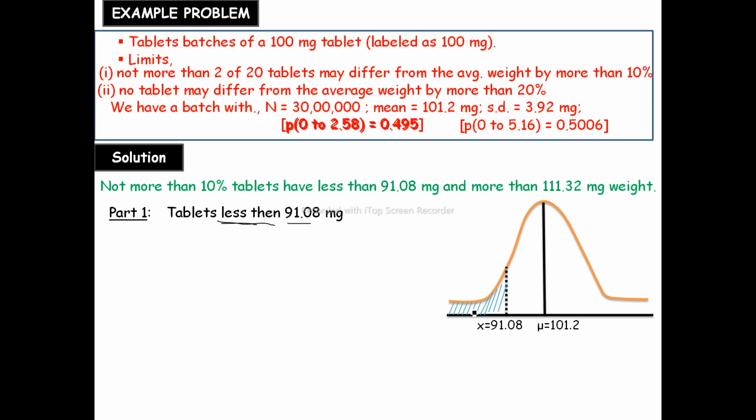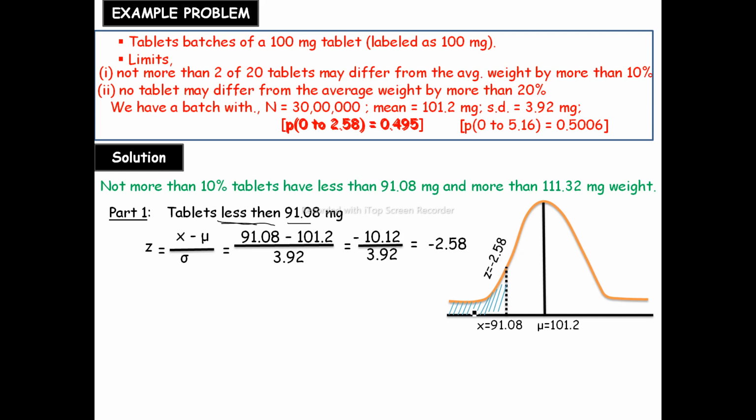Now we'll write the formula: z equals x minus mu divided by sigma, and we know all the values. The required x value is 91.08, minus the mean 101.2, divided by sigma, which is 3.92. Calculating it, we got the z value as minus 2.58.